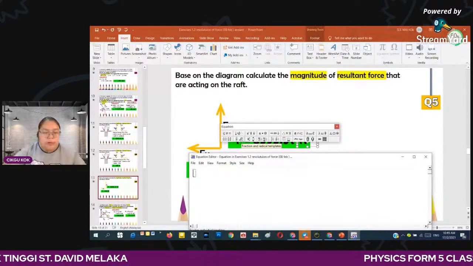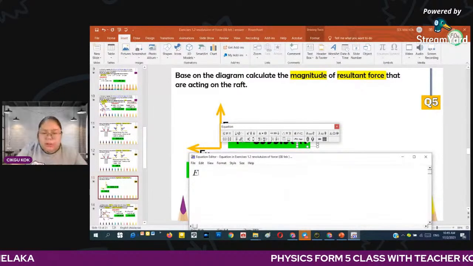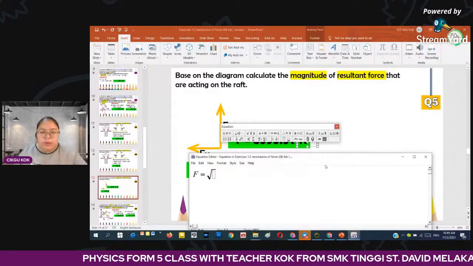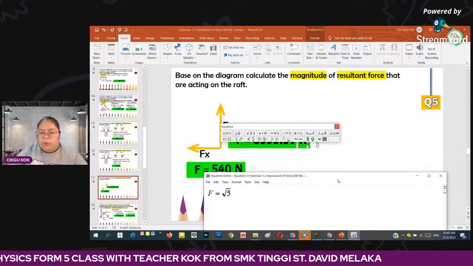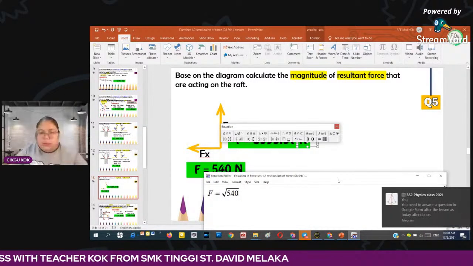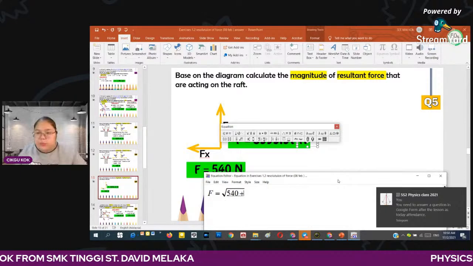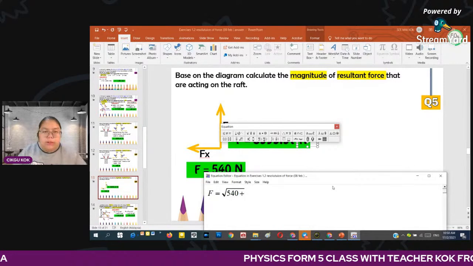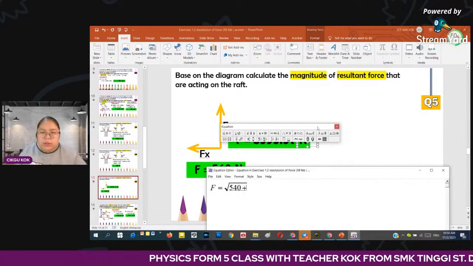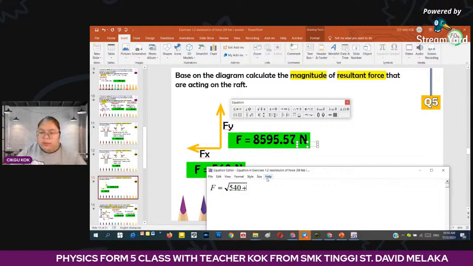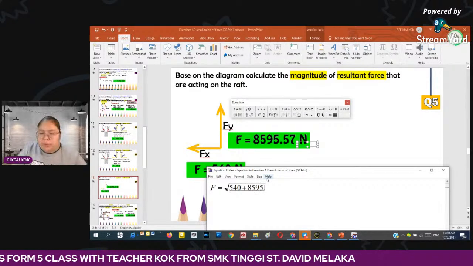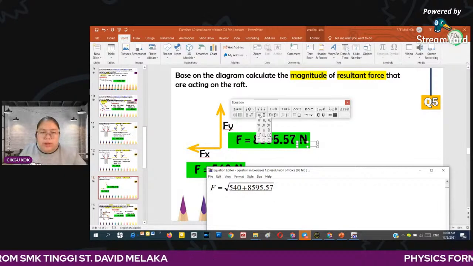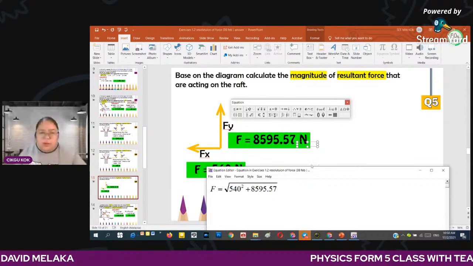So from here, I need to say the resultant force equals... there should be 540 squared, so we add first. Then we have another one, which is too large already. This one is 8595.57. Remember to square. Then I need to square this one also.